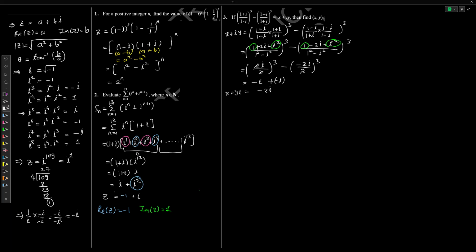Remember the question: we have to find out x and y. x is actually the real part of the left hand side. So by comparing real part, we'll get x equal to 0, because here we don't have any real part, so we'll consider it as 0. And similarly, the imaginary part will be y, which will be minus. Yeah? So ta-da!